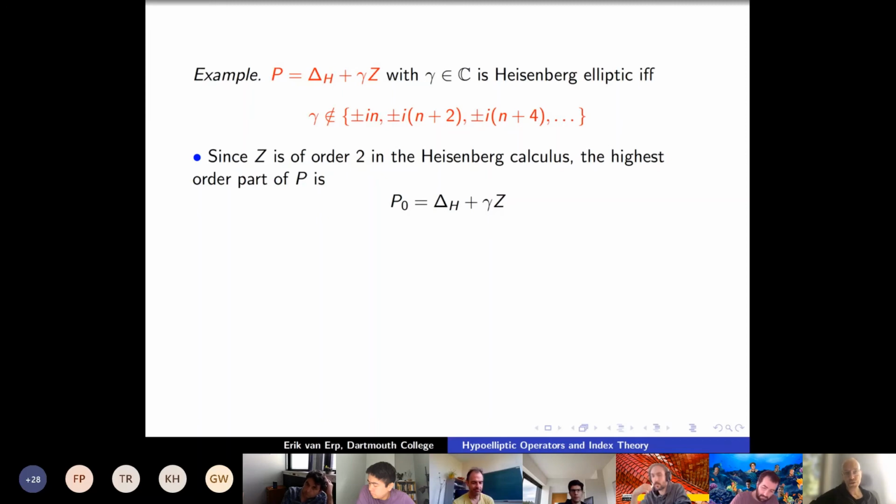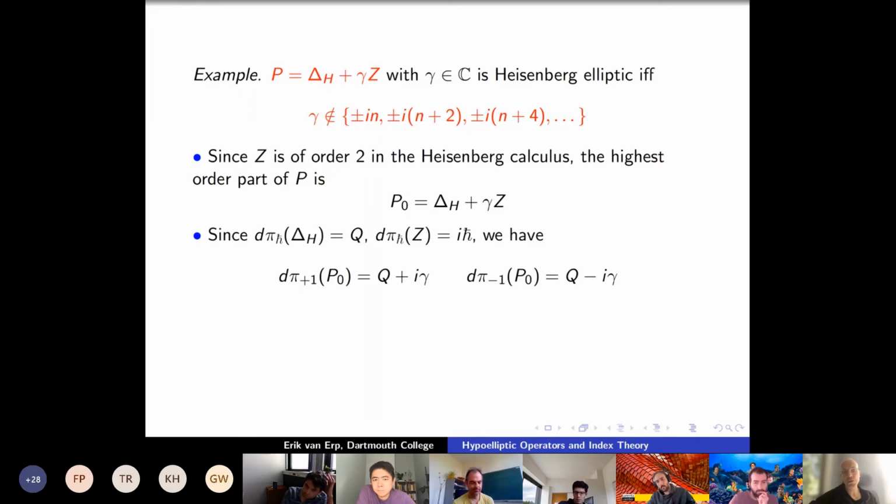So just to go through it, Z, as I said earlier, is to be considered as an order 2 differential operator. So the highest order part of P naught is the same thing as P. To include the Z is important here. And then you look at the Schrodinger representations. We already saw that the sublaplacian is represented by the harmonic oscillator on L2 of Rn, and Z, which is the central element, is represented by a scalar, i h bar. And so for +1 and -1, you get these two operators on L2 of Rn.